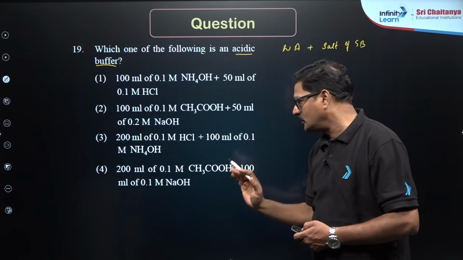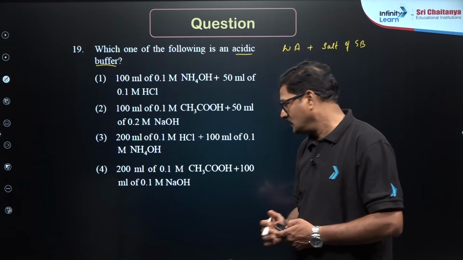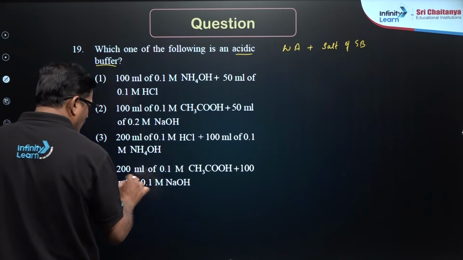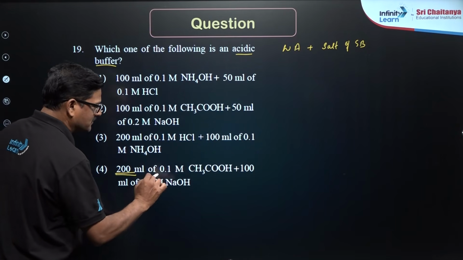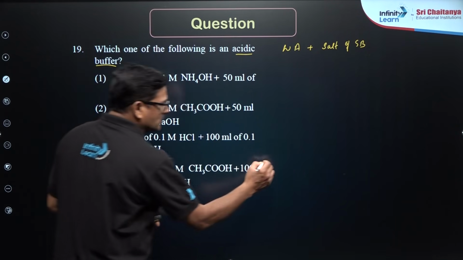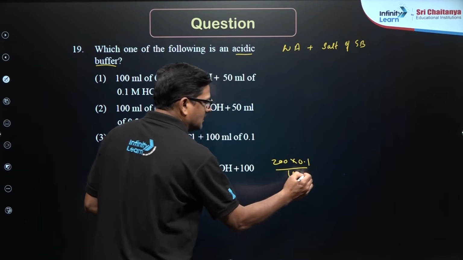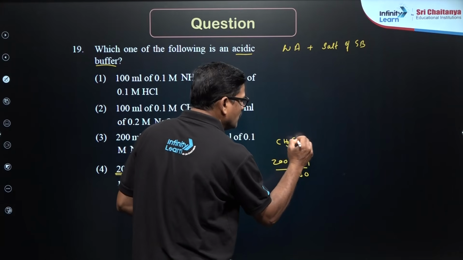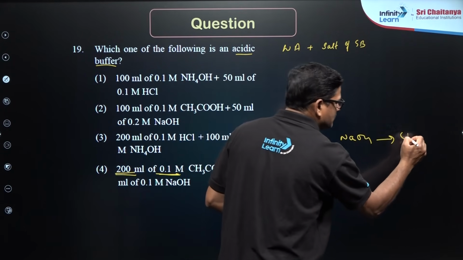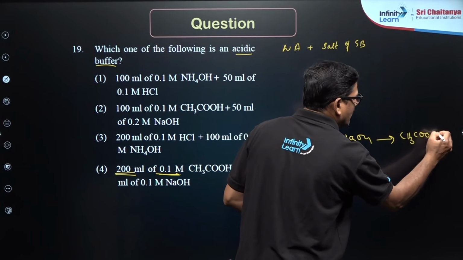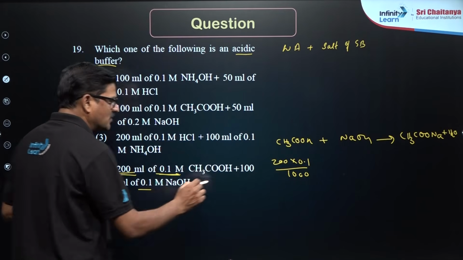So, when you talk about the base, sodium hydroxide is there, and the weak acid, acetic acid, is there. The number of moles of this is going to be 200 milliliters of 0.1, so 200 into 0.1 upon 1000. CH3COOH is reacted with sodium hydroxide, and it is going to give us CH3COONa plus H2O. So, it is mixed with 100 milliliters of 0.1.